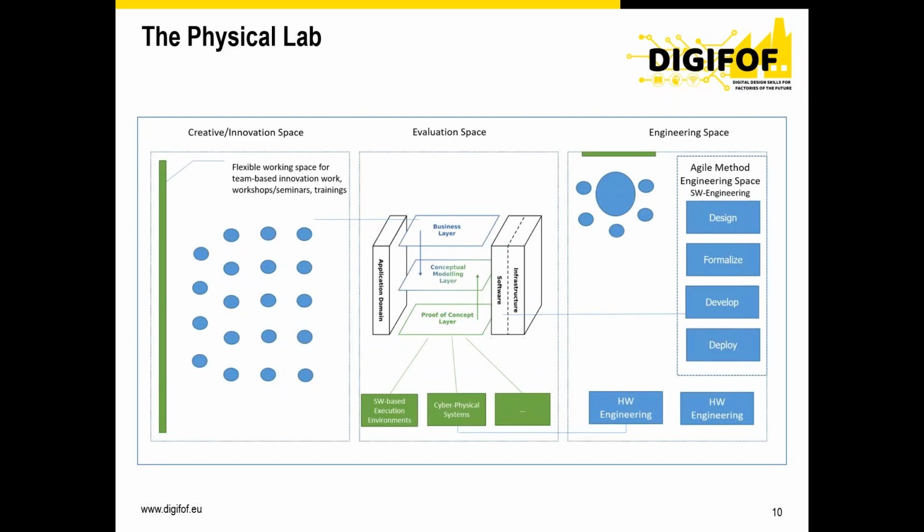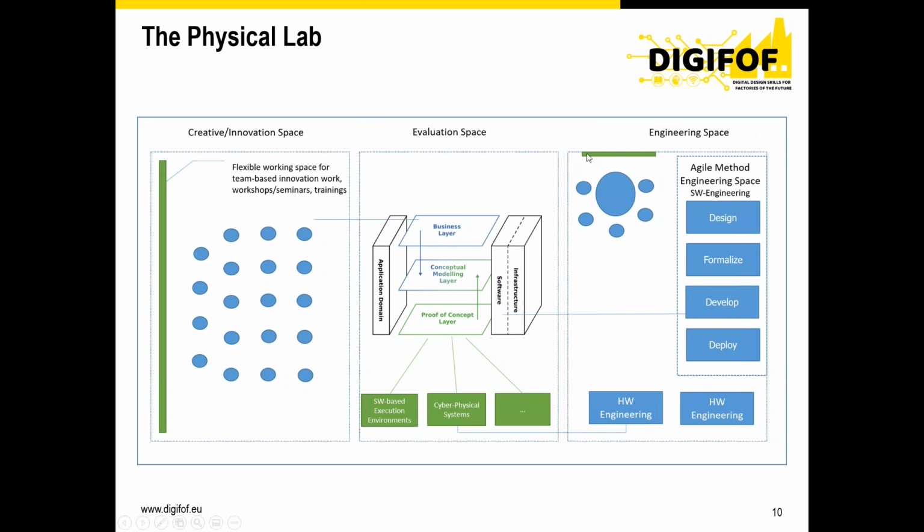Coming back to the initial picture, how does the physical lab structure itself? We have different parts that we see represented here. On the left, that's the design and creative space. Here we have to involve different stakeholders from different backgrounds in order to develop an innovative and creative business idea. So how do we do that? We apply design thinking methods. We do workshops and seminars in order to run those kinds of things.